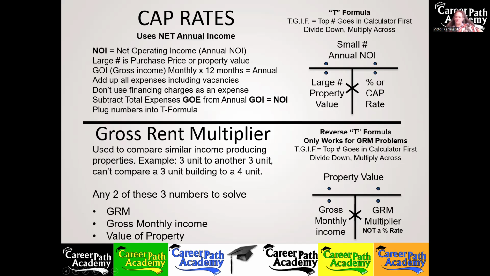And remember, what is reversed in the T formula? Well, the large number goes up top instead of on bottom, like with the regular T formula. And the small number is gross monthly income instead of a net annual. And in the cap rate, a percentage goes over here, but it's not a percent on the reverse T formula, it's a whole number. I just want you guys to know the formulas and how they work. I don't care about the math because you could use a calculator. So I want you guys just to know the formulas. All right.